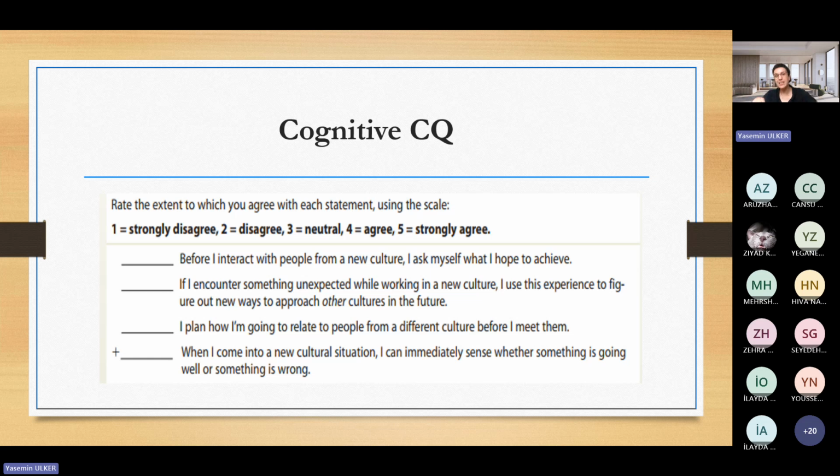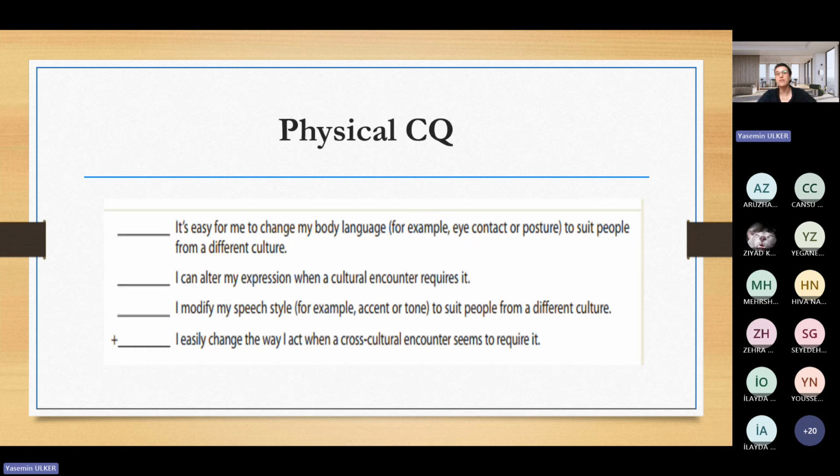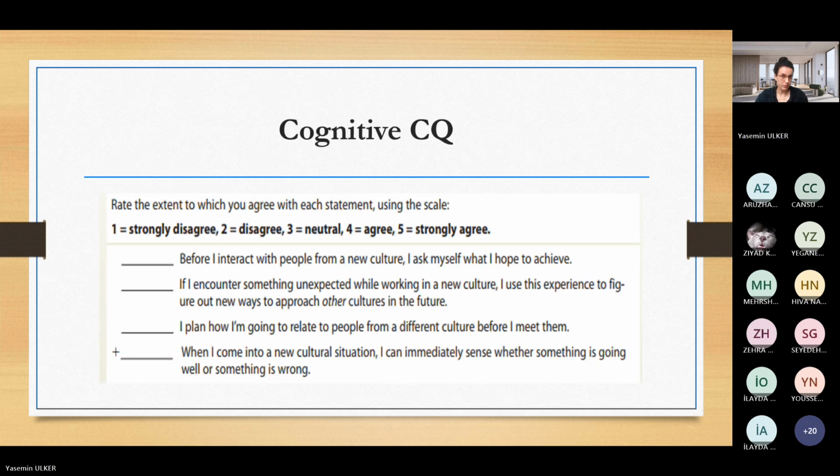I will open up the second one, which is physical CQ. Please do the same, and please do the last one for emotional. When you complete 3 of them, at the end of it, please write them on the chat box. Is it clear? Yes, it is clear. Great. Okay, now you can start.